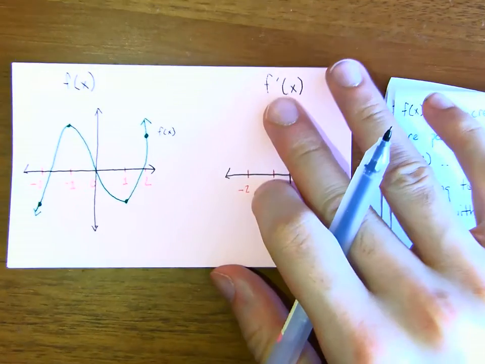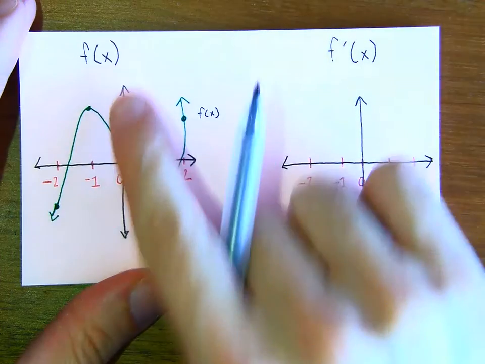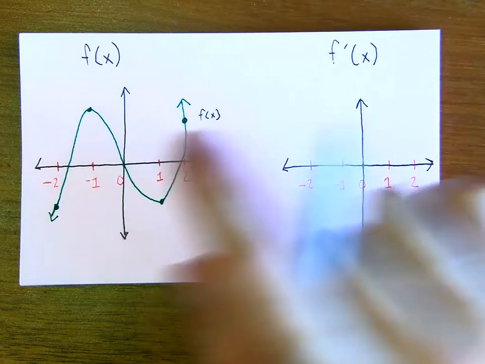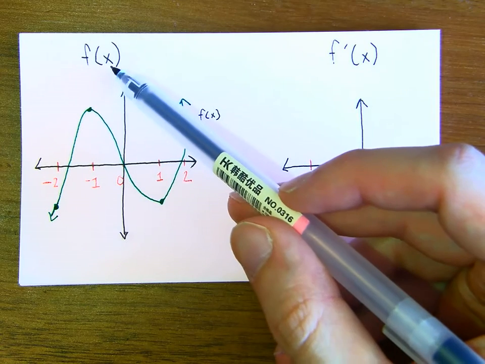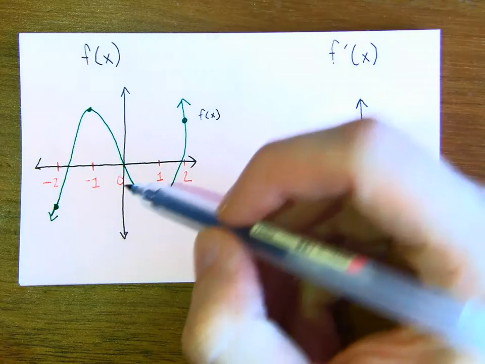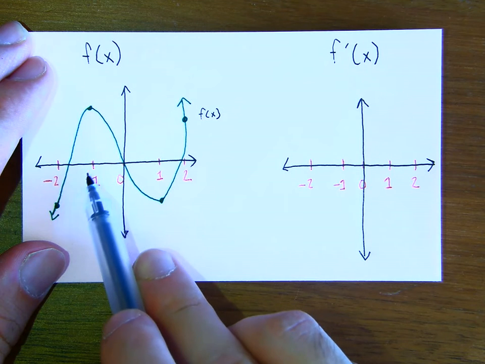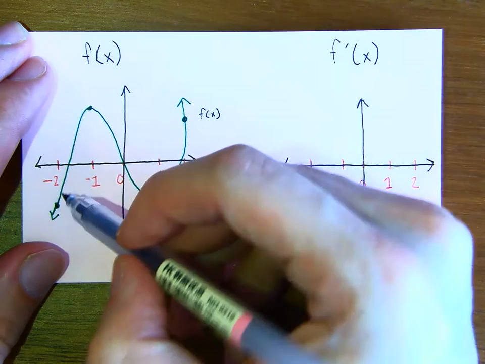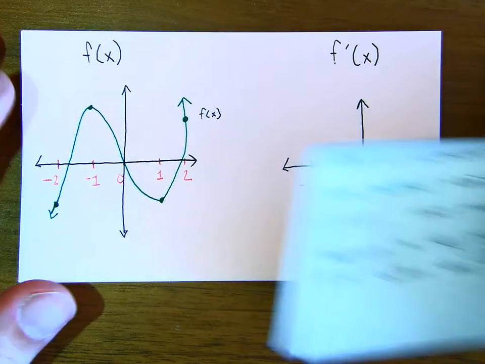Let me zoom in a little bit. Okay. So let's imagine you have a graph of f of x, and this is f of x over here. What do you notice about f of x? For example, when is the graph increasing? So the graph is increasing from -2 to -1, and it's also increasing from 1 to 2, because what do you notice about the tangent lines? They're positive.